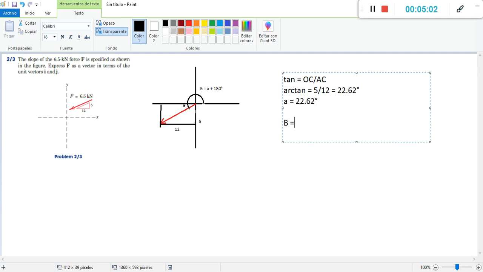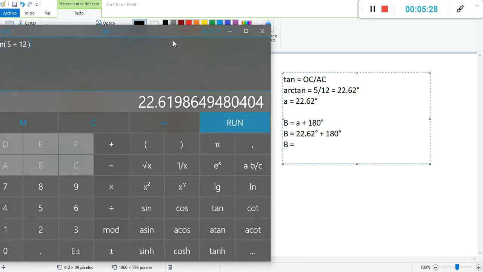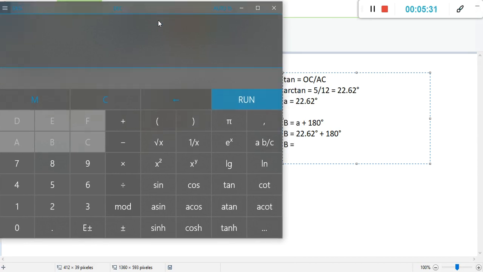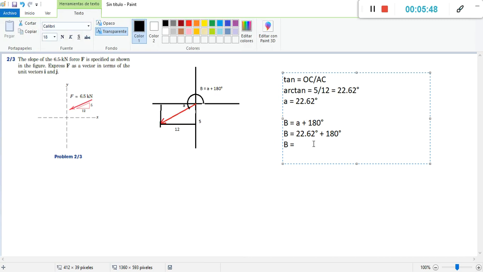And beta is equal to A plus 180 degrees. So from this we have A, which is 22.62 degrees, plus 180 degrees. So we find that beta is equal to 22.62 plus 180, which is equal to 202.62 degrees.